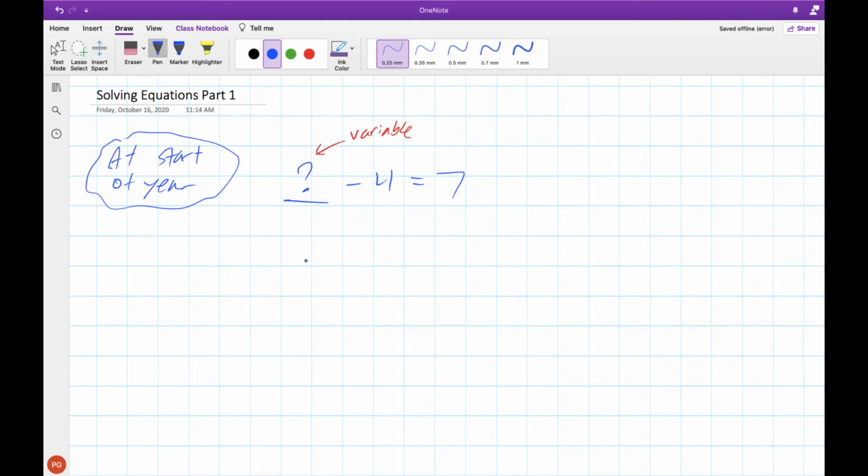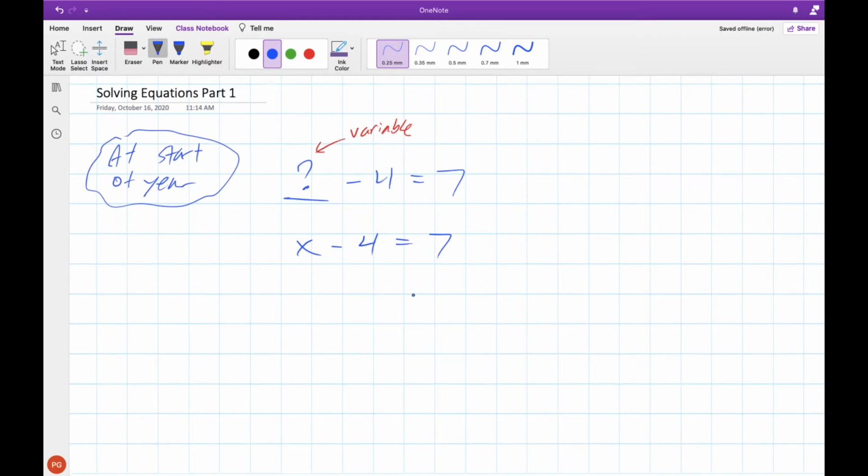Let's say we take everyone's favorite, x. So we could rewrite this as an algebraic equation, x minus 4 equals 7. So what number minus 4 gives us 7? Now you might be able to solve this offhand, but let's see a few different strategies about how we might solve this that'll help us solve some of the more difficult versions of these types of problems.